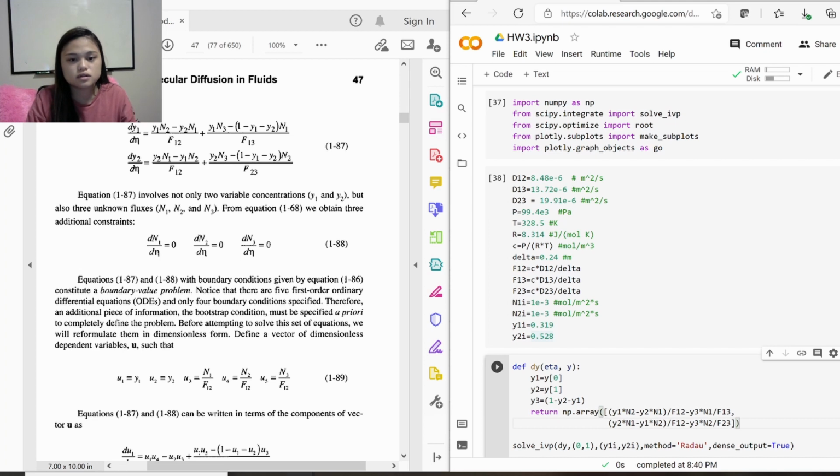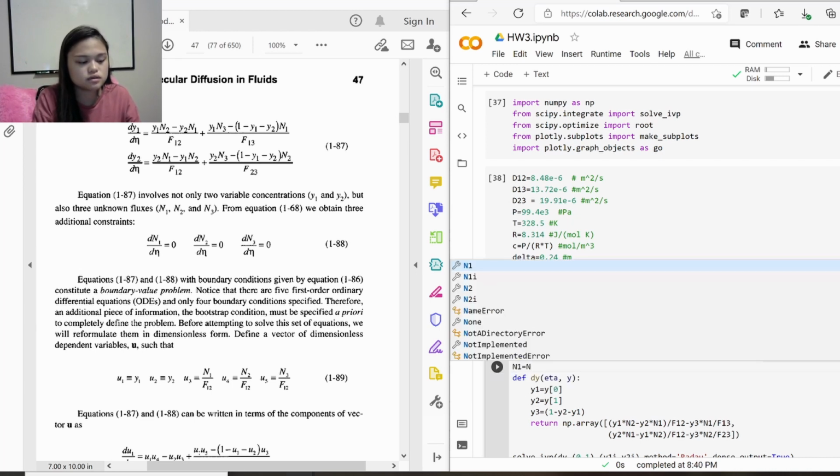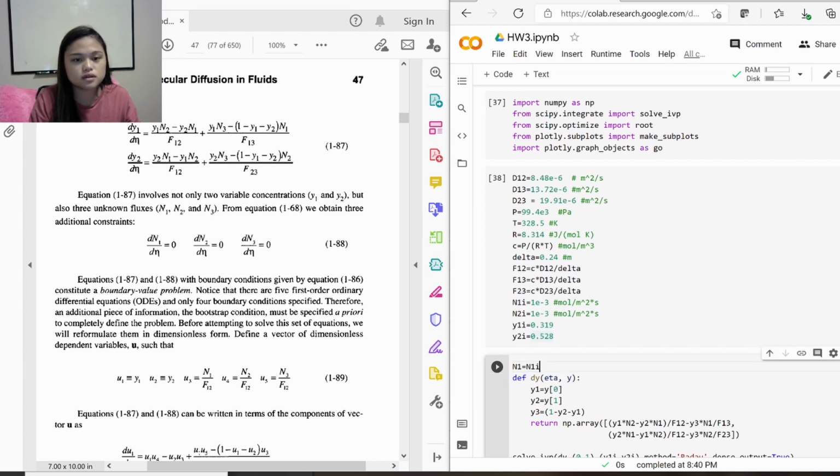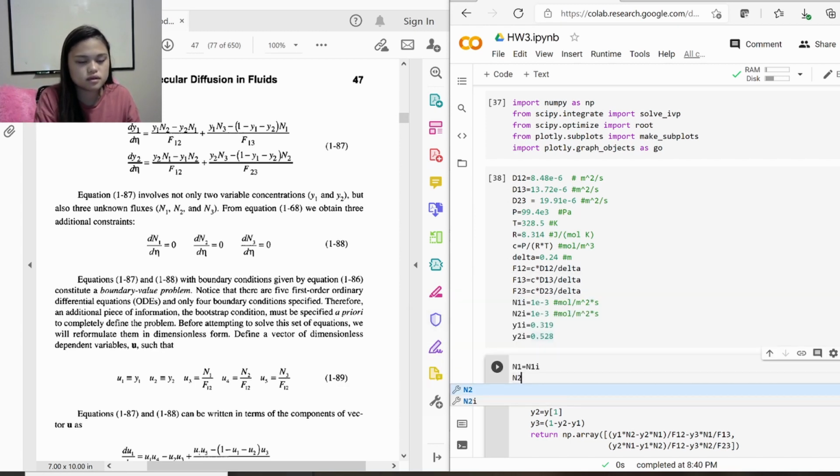That looks good. Okay, let's try, and then, oh, okay, so then we also don't have the molar fluxes defined yet, so we should put that in. And we're just going to set that equal to our initial guesses that we talked about earlier, that we got from the first part. Looks right.